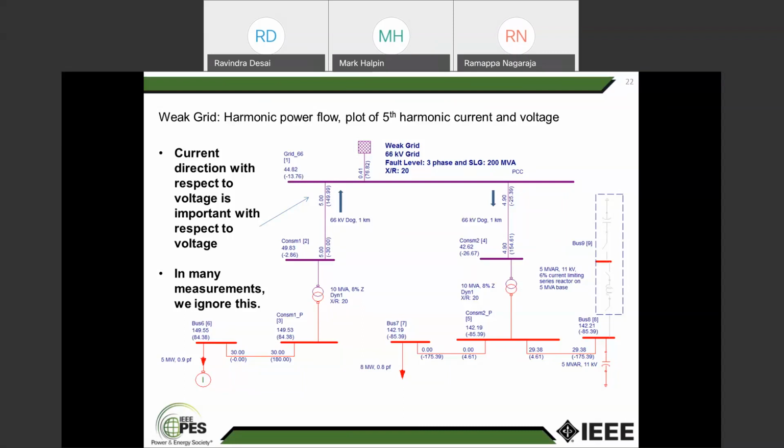Magnitude is not going to tell you what the direction is, who is the culprit, who is getting penalized. You will not be able to know. Therefore, in many measurements, we ignore this. But what I suggest is to always look at the voltage magnitude and also the angle, the current magnitude and the angle. That is going to tell you the direction of the current with respect to the corresponding harmonic voltage. This is very important.